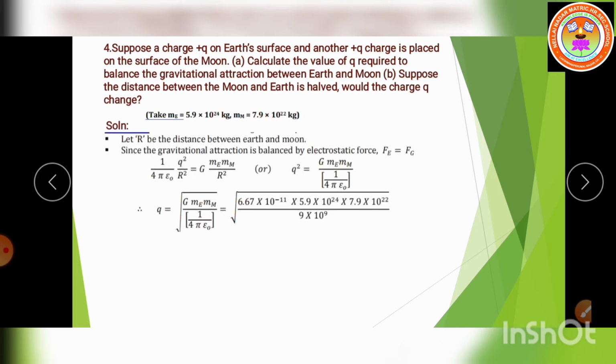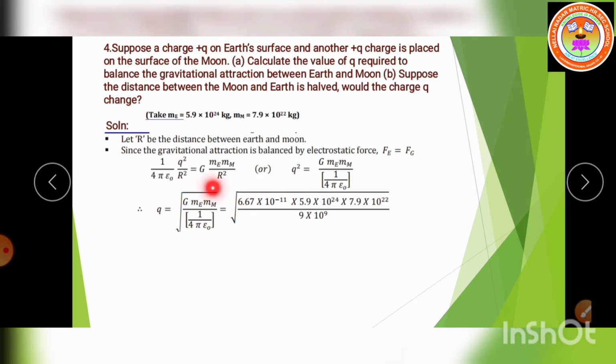So consider R to be the distance between Earth and the moon. The gravitational force is balanced, which means the Coulomb force is equal to the gravitational force. So what is the Coulomb force formula? 1 by 4 pi epsilon naught Q square by R square. Why do we write Q square here? Because one of the charges is Q, and the other charge is also Q. So Q into Q, we can write as Q square.